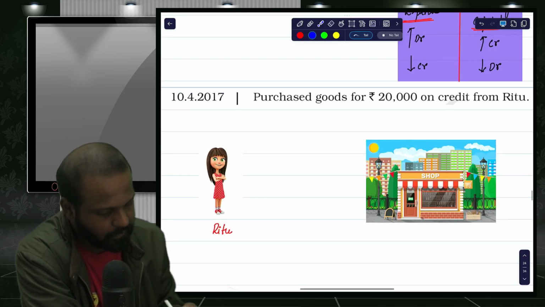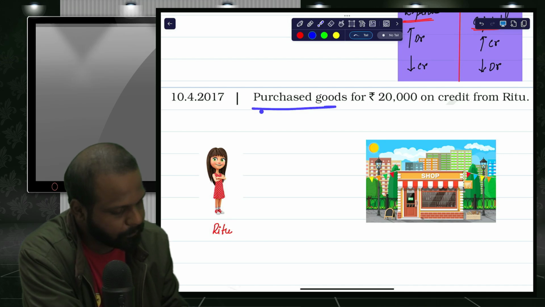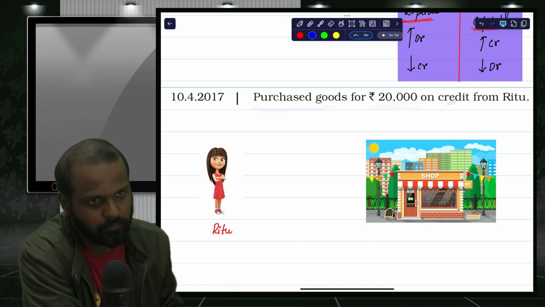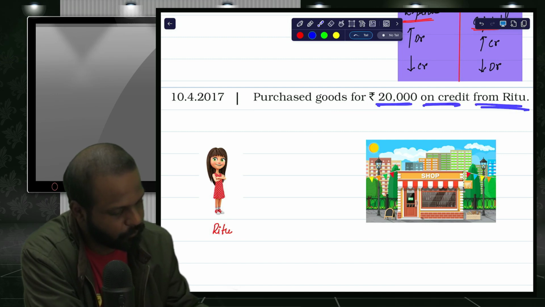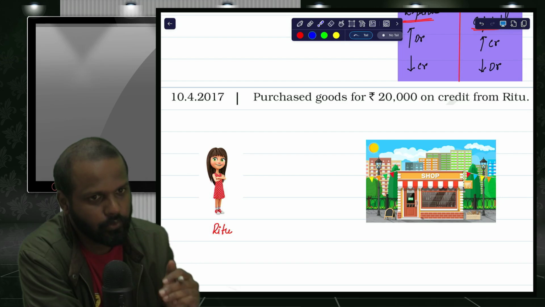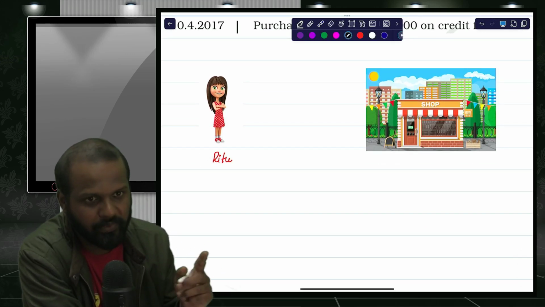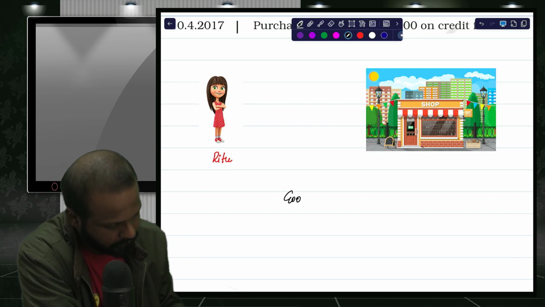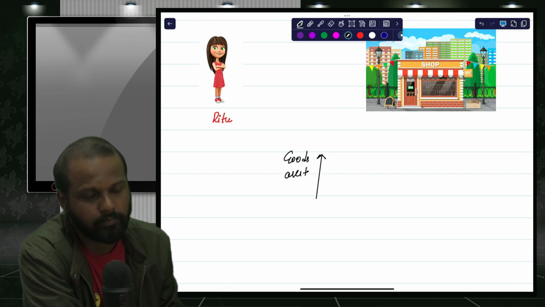Yes. See the next transaction. 10th April. Goods purchased for rupees 20,000. We have purchased goods of rupees 20,000 on credit from Ritu. We purchased goods on credit. So when you purchase the goods, think from business point of view. Goods will increase. Goods is an asset. Asset increases.